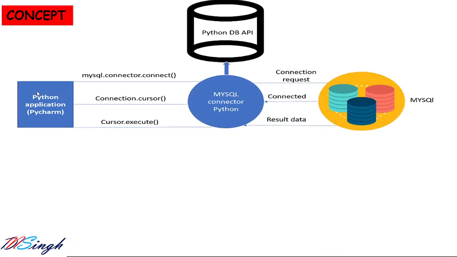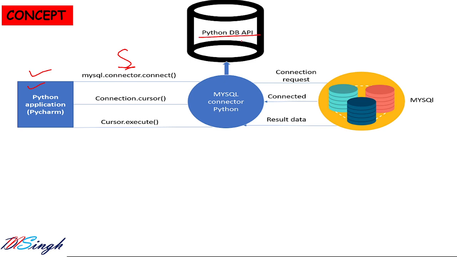So what actually does Python to database connectivity look like when you see it diagrammatically? There is my Python application where I am trying to write my code in a Python editor, or ideally an integrated development environment. Next we call some functions to have that connectivity. Here there is a module called mysql connector, and these functions are defined inside the Python DB API.